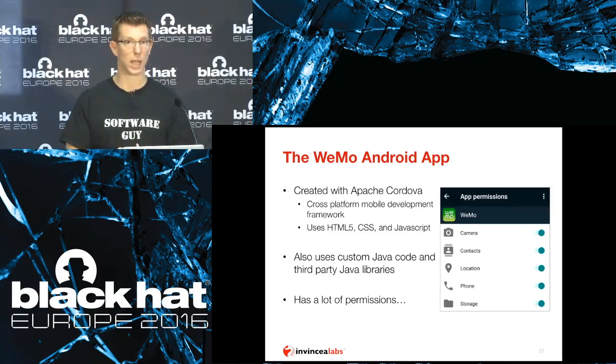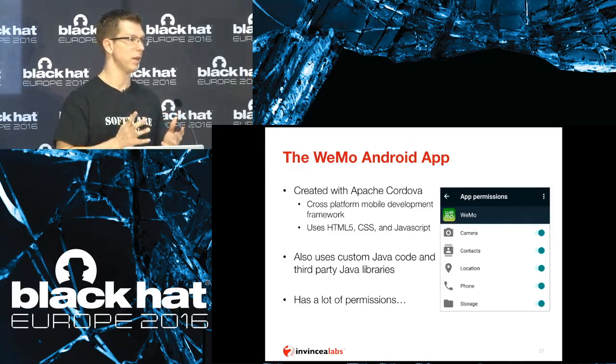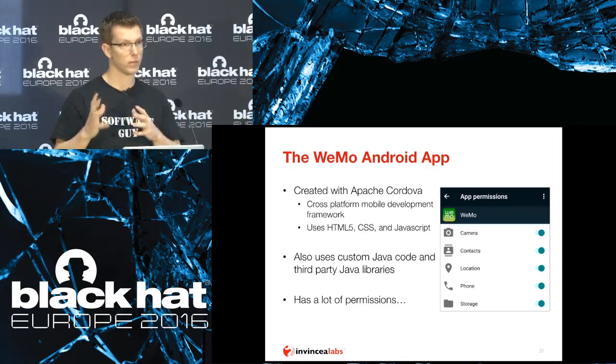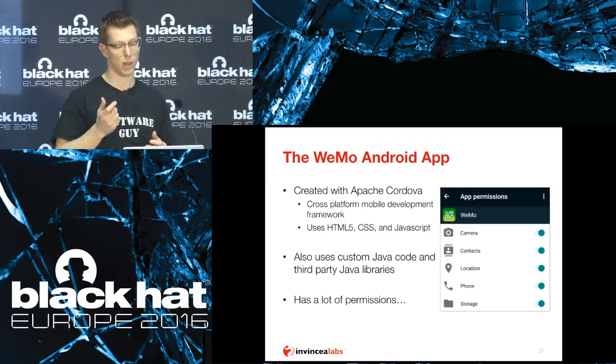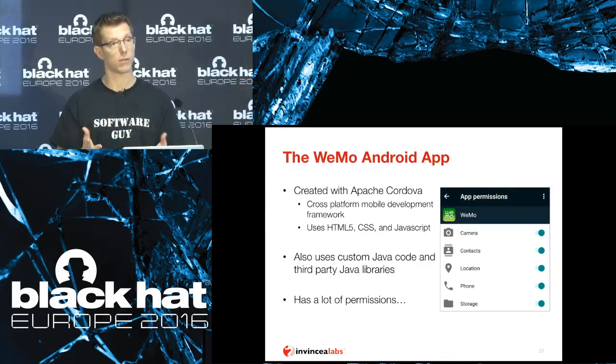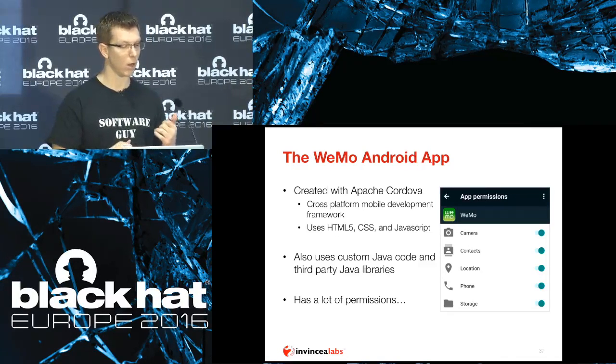So WeMo's Android app in particular is built with a cross-platform mobile development framework called Cordova from the Apache Foundation. Effectively, the idea is that you can create your interface in HTML5 and CSS, and then obviously that can work on any mobile platform. And then they have this JavaScript bridge that allows that interface to talk to the native code, and the native code to talk to the interface. Native code in this case would be Java on Android, and Objective-C or Swift on iOS devices.